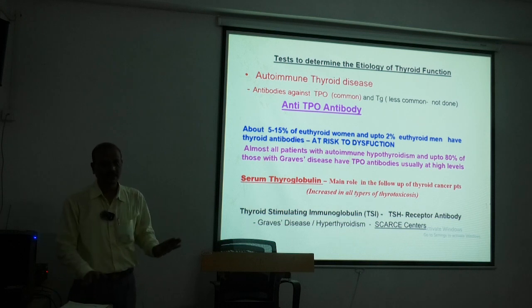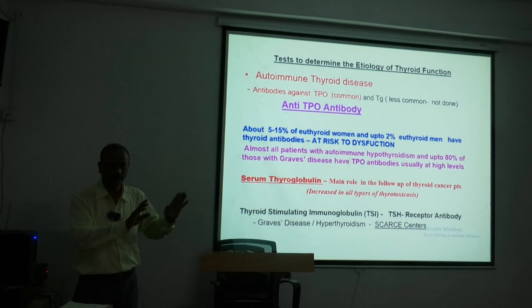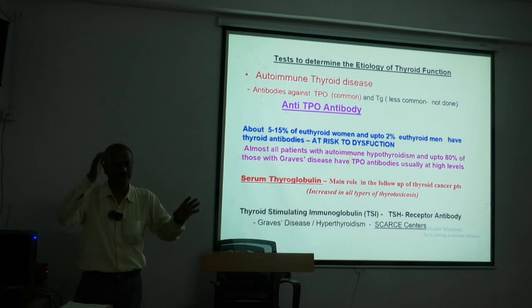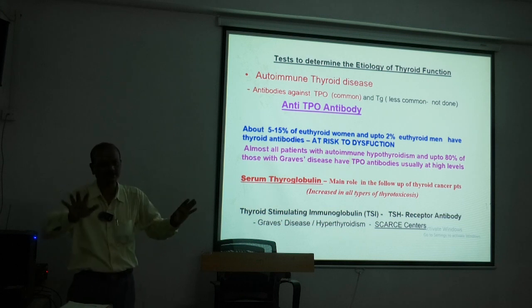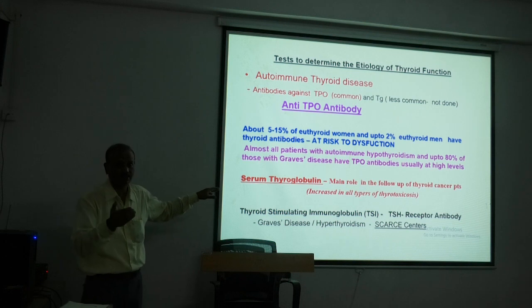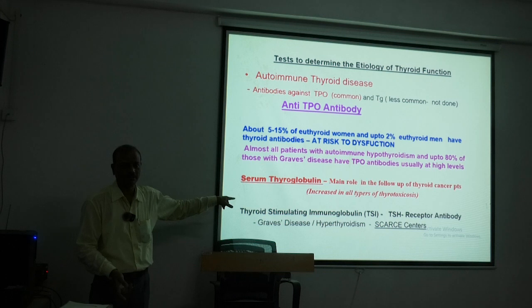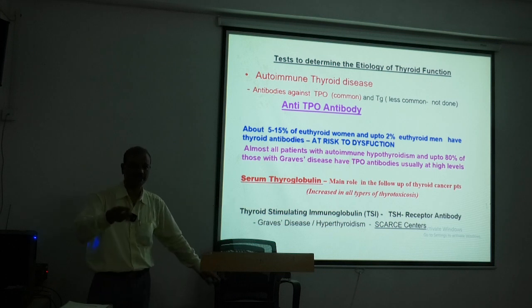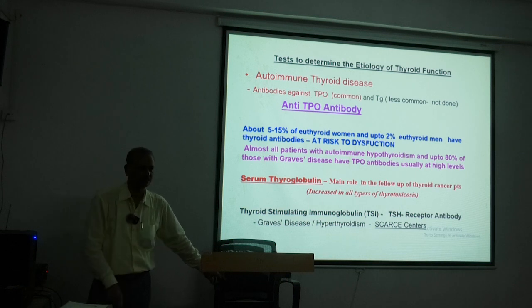Just to see the recurrence, the earliest parameter, it cannot be detected even by, I'm telling you, even PET CT or MRI, anything else, whatever you do. The earliest sign of recurrence of cancer will be an increase of the thyroglobulin level in the blood. So all patients coming for thyroid cancer follow-up require thyroglobulin estimation in every visit. That is the importance of serum thyroglobulin. You must not forget this thing.